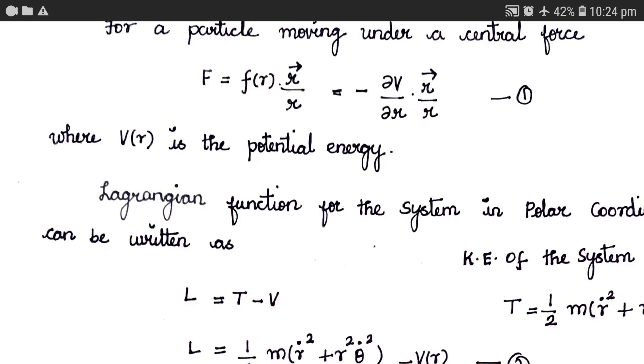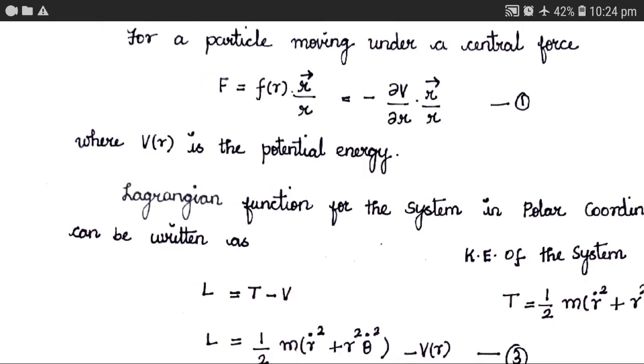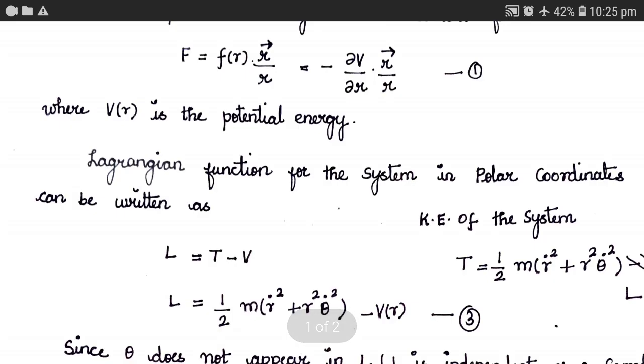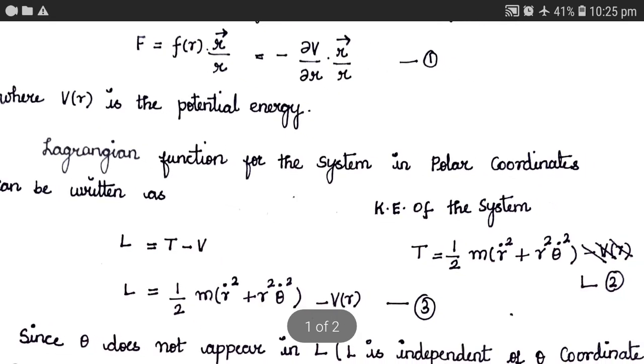Next, let us write the Lagrangian function for this system in polar coordinates. We all know the polar coordinates are represented by r, theta and phi. Again, by the definition of central force, any particle which moves under a central force is confined to a plane only. So only two coordinates will be involved, that means r and theta, and here phi is the redundant coordinate. So phi is not involved here.